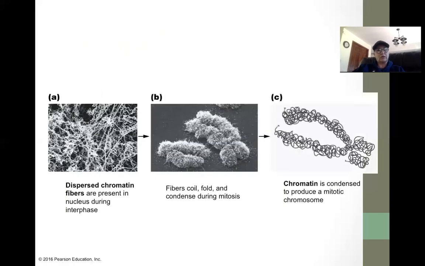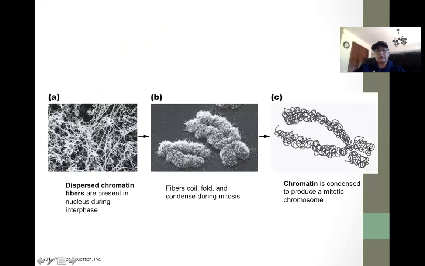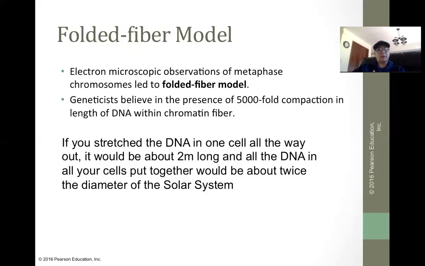There are some pictures here of different electron microscopy images. This kind of led to the theory I want to end on, a couple of things and then I'll get going. It led to this folded fiber model theory. It's not that important, but basically it led us to understand how we can do about 5,000 folds of compaction of the length of DNA to get it into the chromatin fiber.